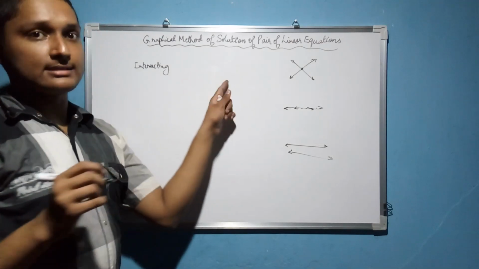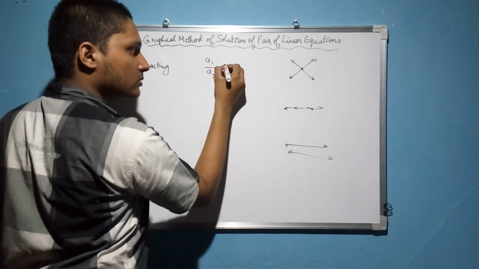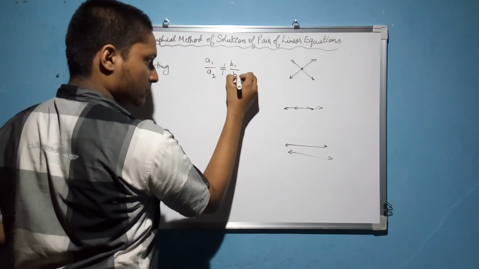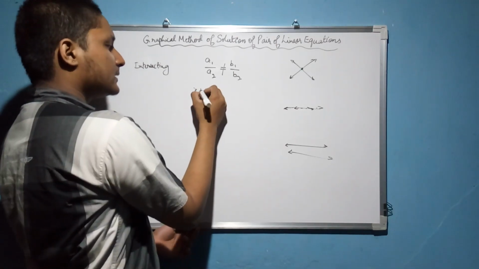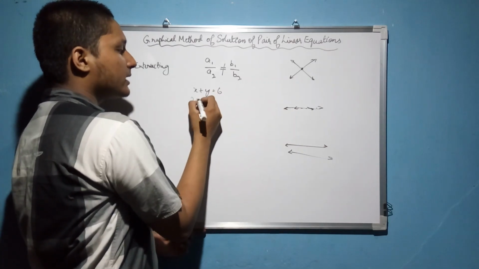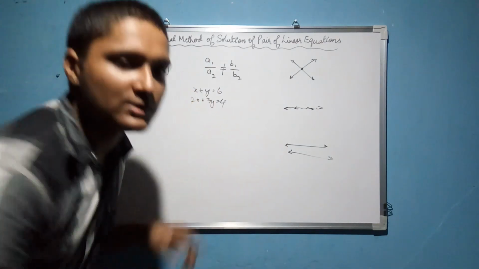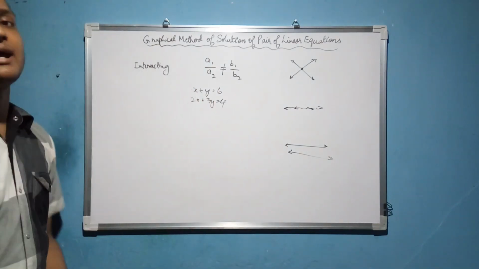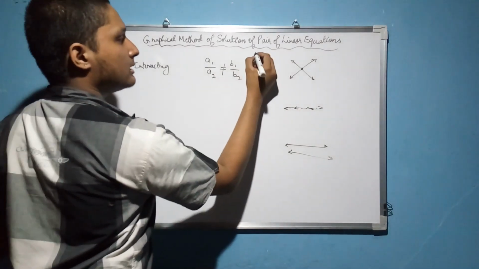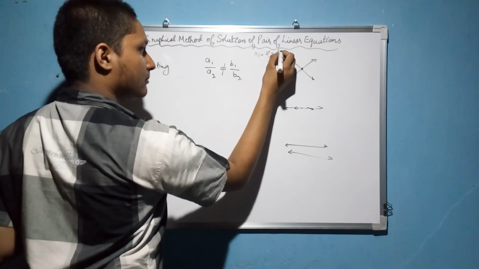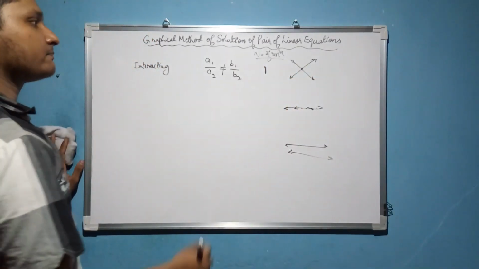So what is the case when it is intersecting? It should be a1 by a2 not equal to b1 by b2. I can take any example, say x plus y equals 6 and 2x plus 3y equals 4. They have a particular solution, only one solution, since intersecting lines have only one common point. In the column for number of solutions, I'll write 1, only one, because it has only one point.